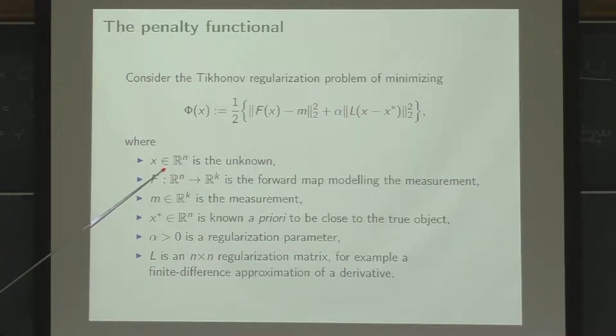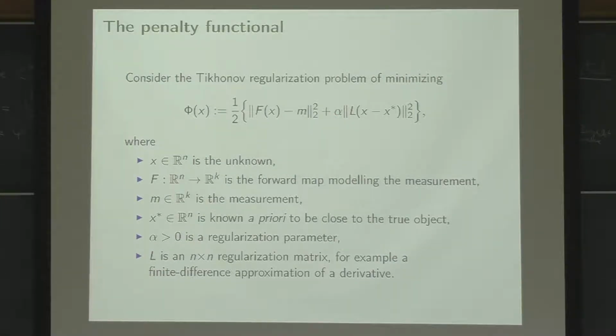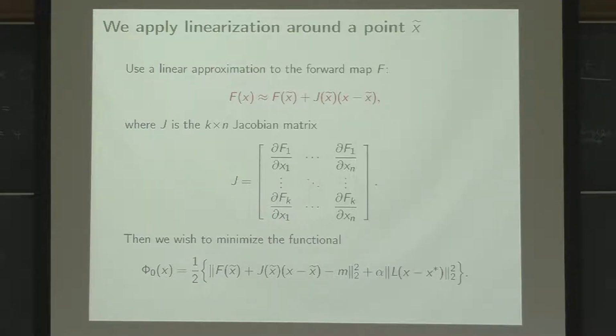So I'm now talking about just a discrete or finite dimensional case. So x is a vector in R^n. F maps R^n to R^k, possibly nonlinearly. Well, it's the nonlinear part of the course, so we assume this is nonlinear. m is the measurement. This one we know a priori. Alpha, again here, is a positive real number. And I think I covered this one.